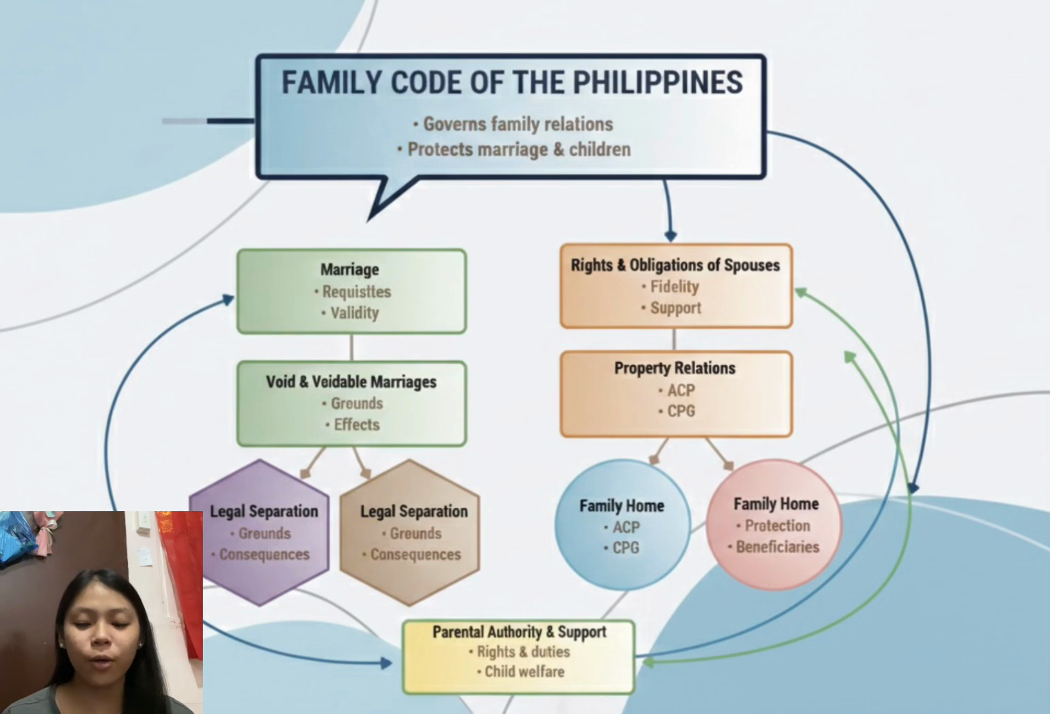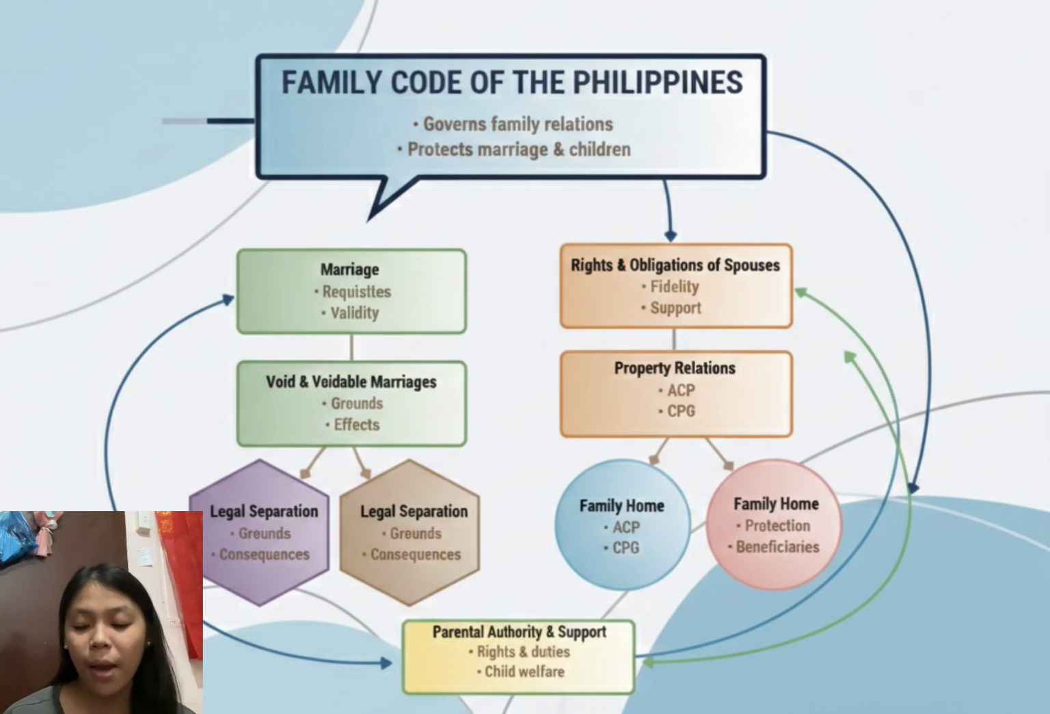The Family Code of the Philippines was enacted in 1987, Executive Order Number 209. It is the primary law governing domestic relations in the country. Its core mandates are to regulate interactions within families and safeguard the institution of marriage and the rights of children, ensuring stability and justice in household and kinship matters.